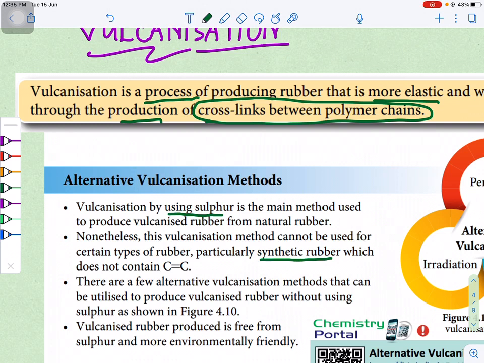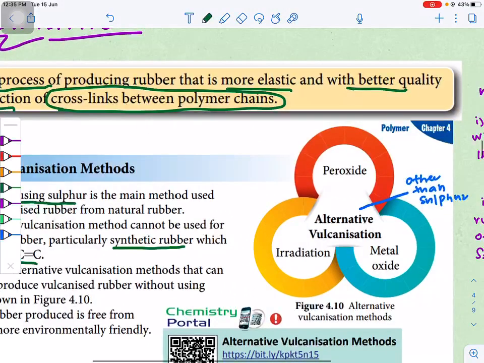For synthetic rubber vulcanization, we don't add the sulfur because there is no carbon-carbon double bond in synthetic rubber. Carbon-carbon double bond is present in natural rubber only. So, how can we treat our synthetic rubber? We have a few methods. We have peroxide, irradiation and metal oxide.